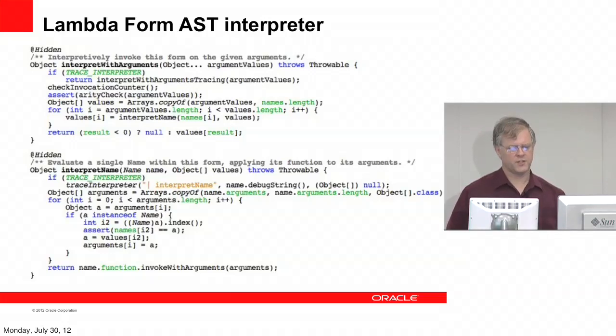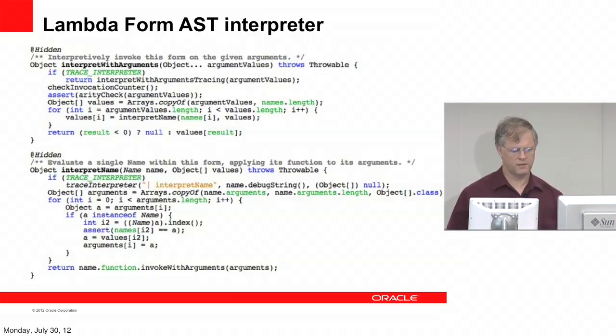The interpretation of each name involves another copy of the arguments to that name, which is a little piece of the Lambda form structure. And then for each argument, you look and you see, is it a reference to a previous name? If so, you replace that argument by whatever's in the values array for that name. Otherwise, it's just an untouched constant that was bound into the Lambda form. And then you call the method handle, and this is where you go metacircular on those arguments with names substituted. And then you come back and eventually return a selected value from your stack frame.